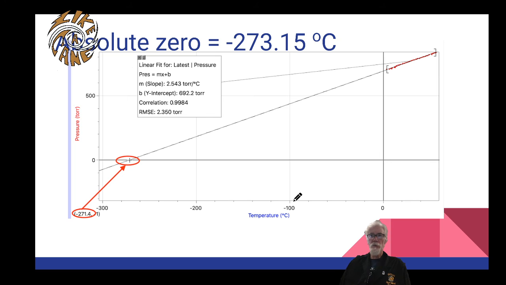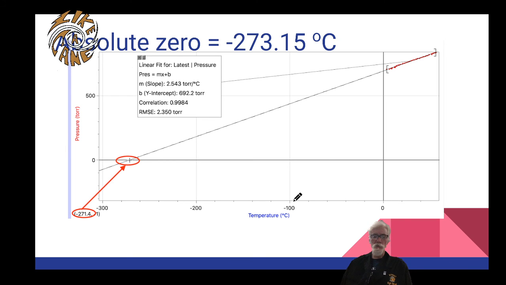So to convert any temperature from Celsius to Kelvin, you just add 273 to it. 273.15 to be more precise, but 273 is close enough. So for example, 0 Celsius would be 273 kelvins. 100 Celsius, the boiling point of water, would be 373 kelvins.